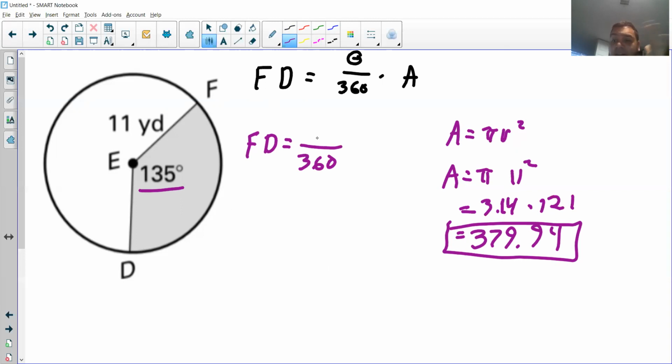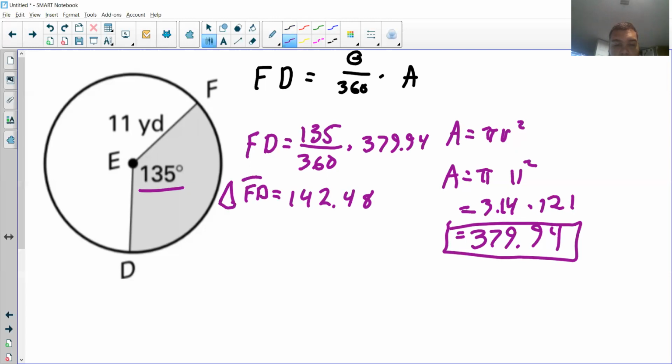So FD equals, 360 on the bottom. We already got our angle, no need to find it. 135 times 379.94. We're just going to follow the steps on the calculator. And that should get us 142.48. 142.48 equals the sector of FD. I'll leave that up there so you can copy as I set up the next one.